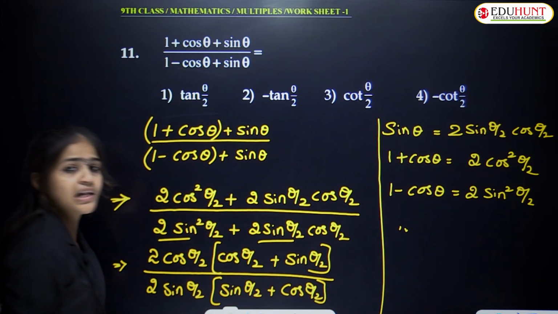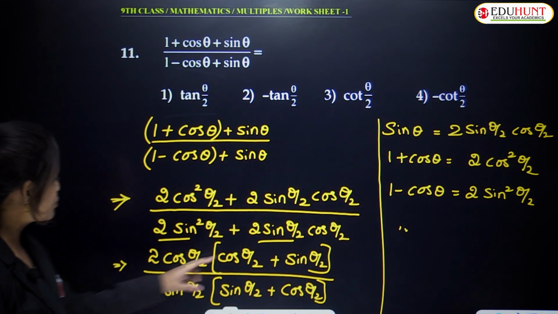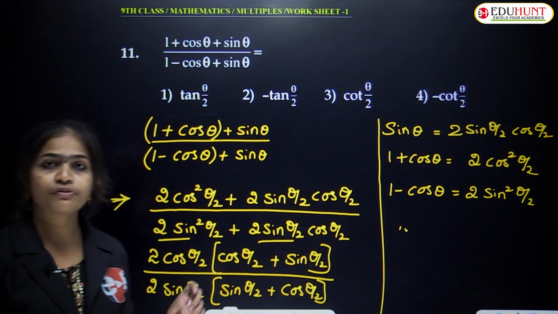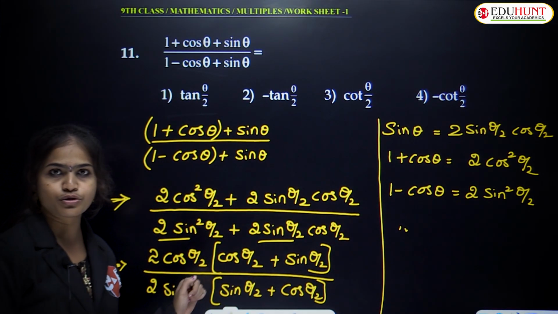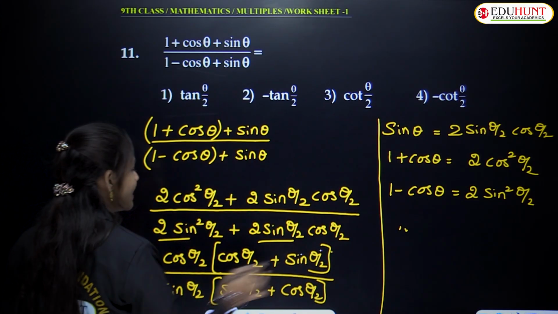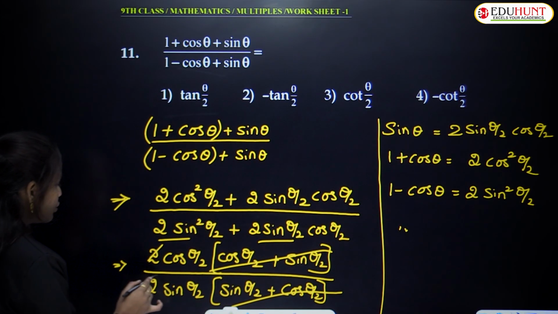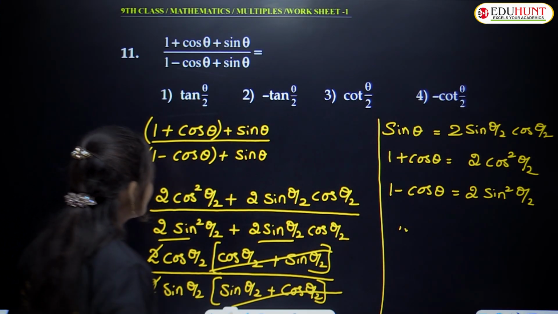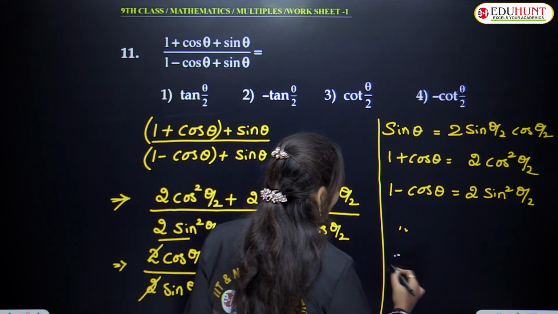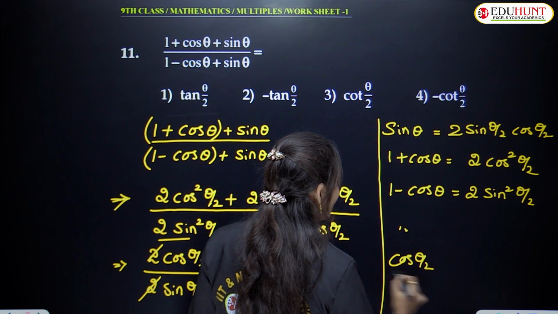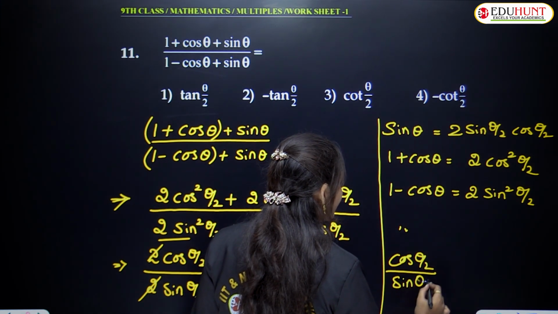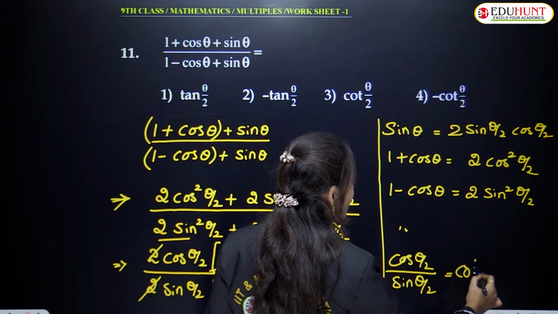So children, just observe that numerator and denominator, these two are having common terms, no? If common terms are there, we can cancel those two terms, right? So here we can cancel these two terms, no? Yes. So after that 2 and 2 also get cancelled. So from this one, cos theta by 2 whole by sin theta by 2, which is equal to cot theta by 2.